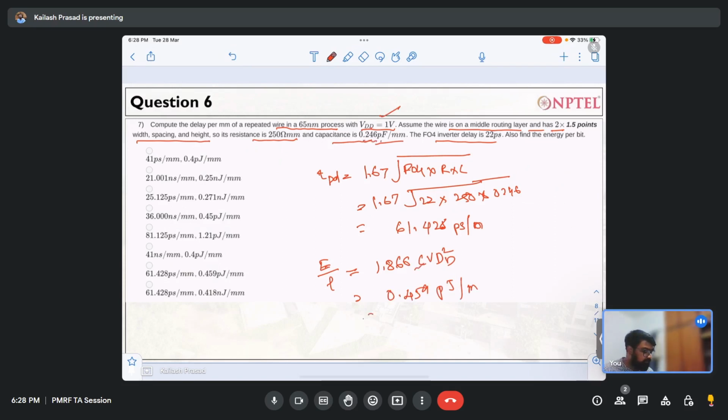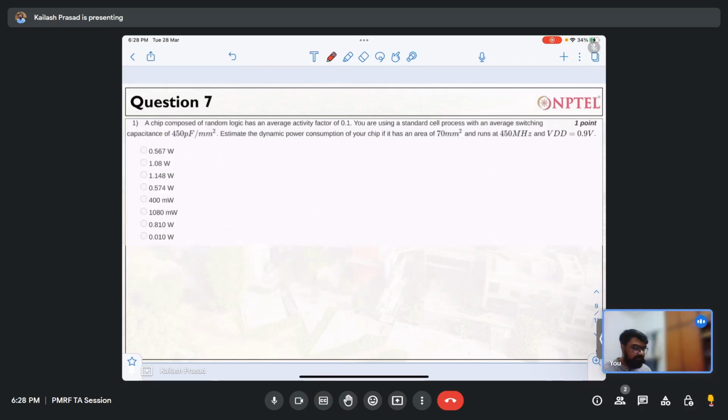And if you multiply that, you will get this answer, right? So the final answer is this one: 61.428 picosecond per millimeter and 0.459 picojoule per millimeter. Okay, now moving to another question, which is actually of week 9.